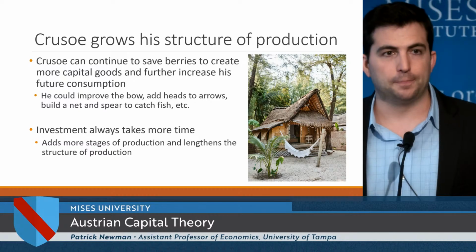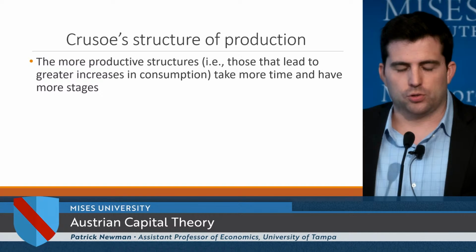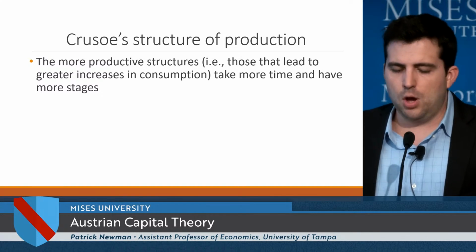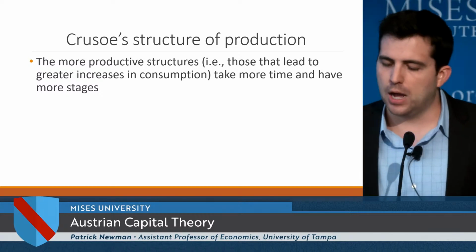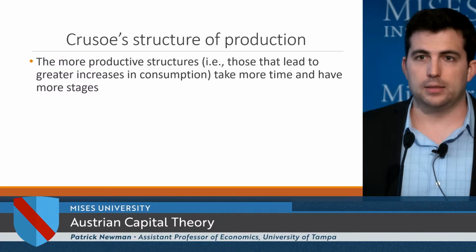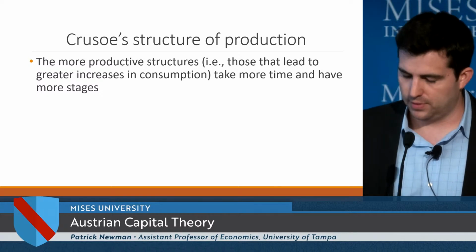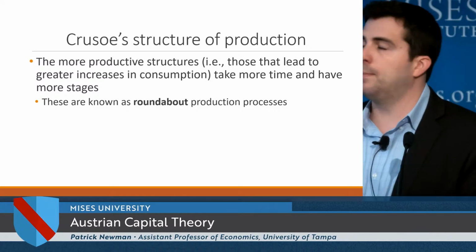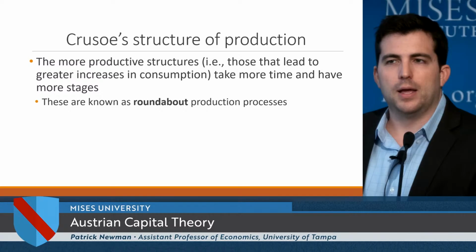Okay, so the more productive structures, right, i.e. those that lead to greater increases in consumption, take more time and have more stages, right? There's more and more higher order goods that are involved, right? These are what Böhm-Bawerk called roundabout production processes, right?